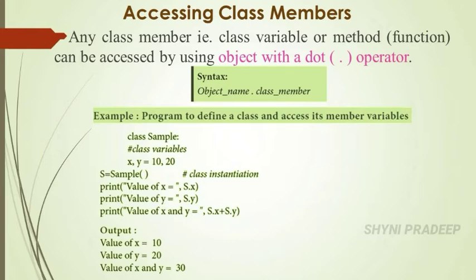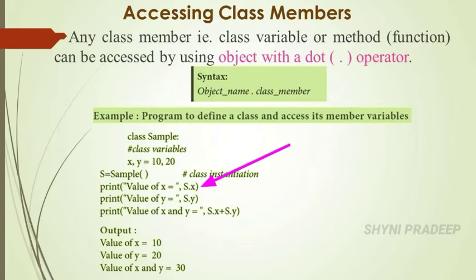Let's see the example program. The program to define a class and access its member variables. Class sample. Class is a keyword and sample is the class name. Next, colon. Next, x, y = 10, 20. This is the statement. The third line is creating the object. S is the object name equal to sample, the class name. Next, parentheses.